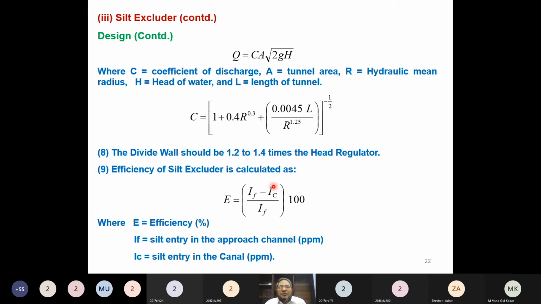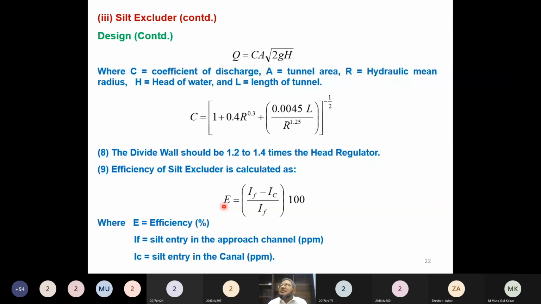Okay, so suppose the sediment concentration in the canal is 0, which is not possible. 0 means exactly clear water. If it is 0, and if this one is maximum, then how much would be the efficiency of the silt excluder? 100%. Okay, so this is how you can compute the efficiency of the silt excluder.